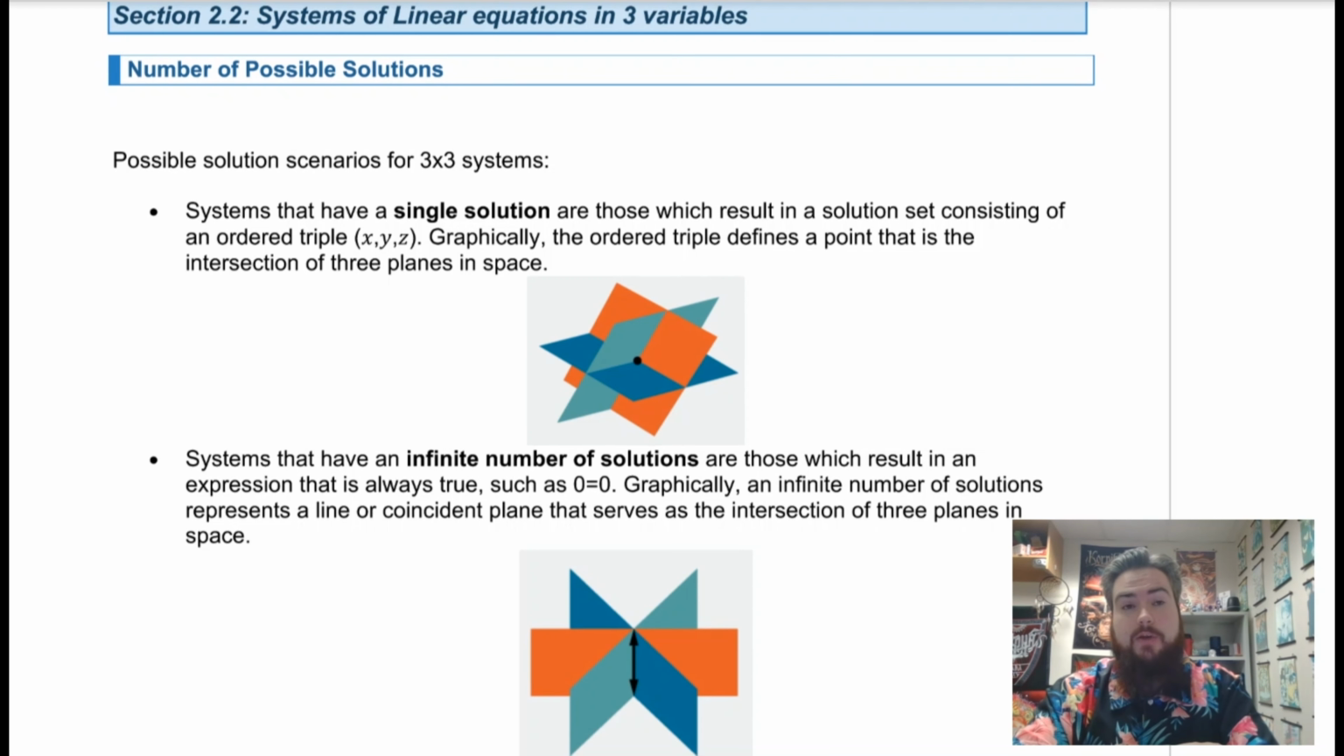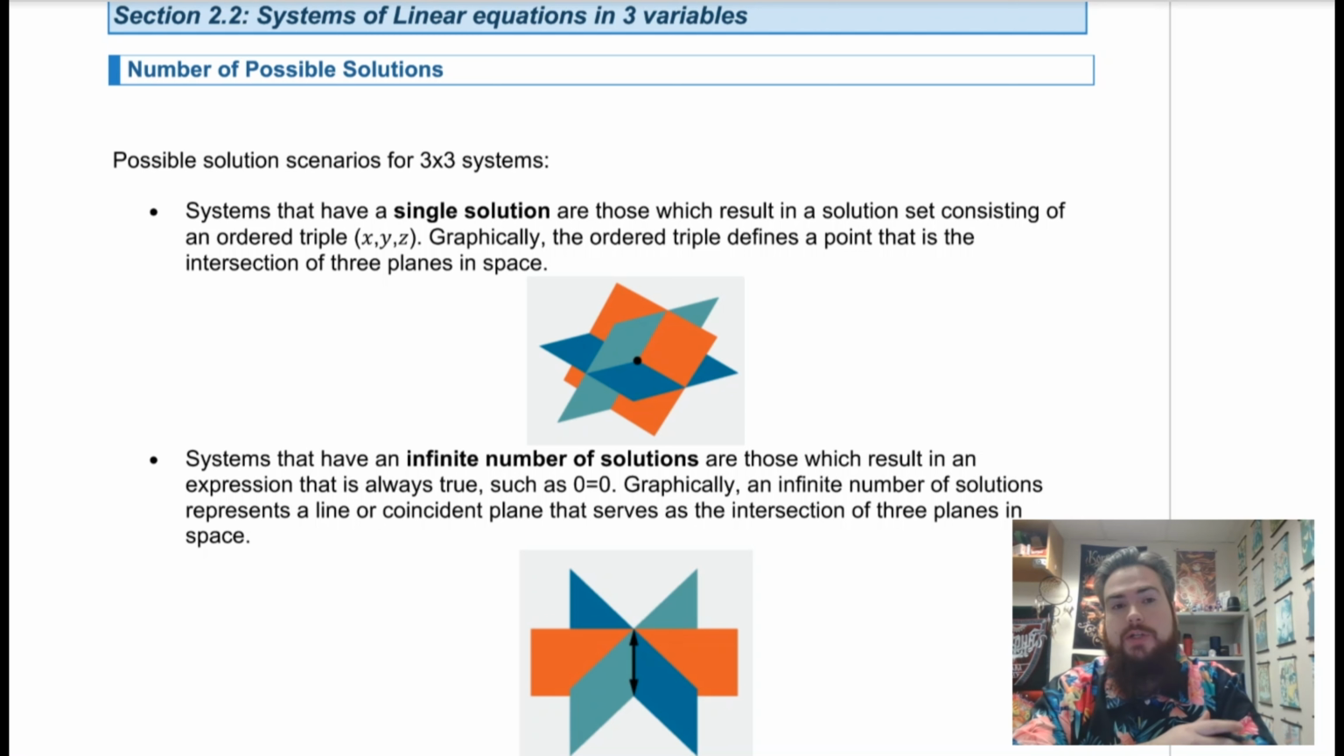Hello. In this video, we'll be talking about section 2.2, Systems of Linear Equations in 3 Variables. This will be continuing from where we had left off in section 2.1, which was talking about systems of linear equations with just 2 variables, x and y. Here we're going to be seeing 3x3 systems that include variables x, y, and also z.